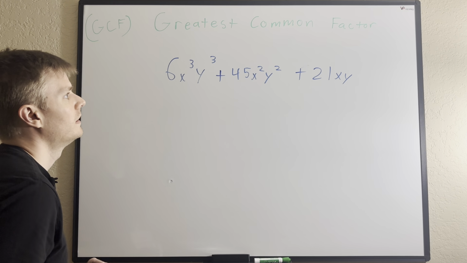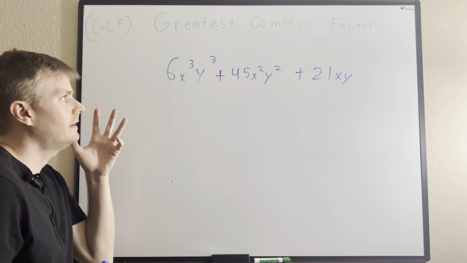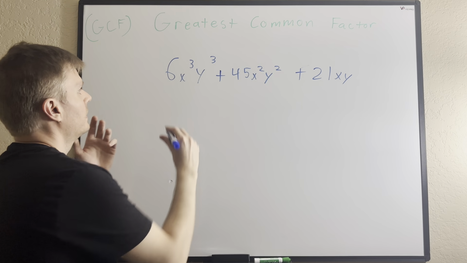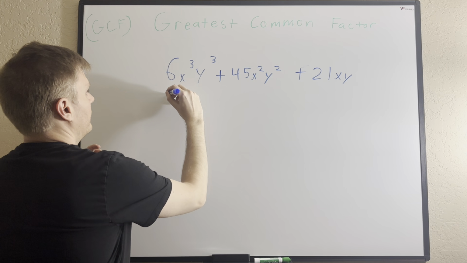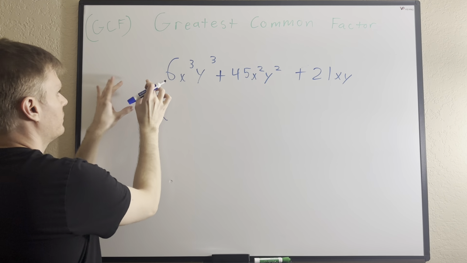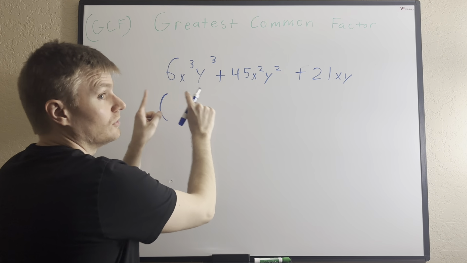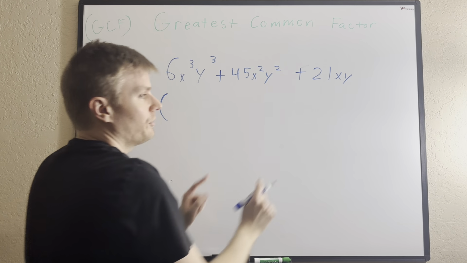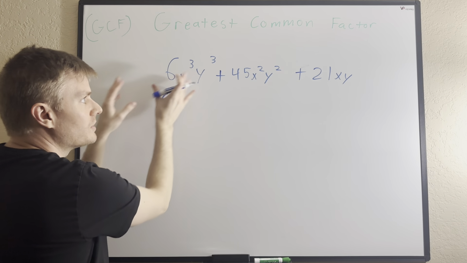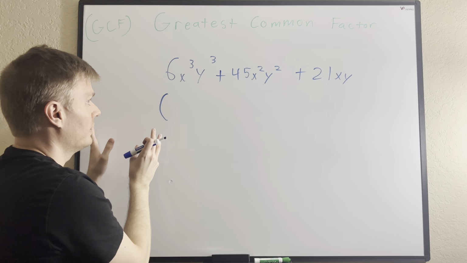So we have to figure out, just kind of in your mind, think of, wait a minute, you're always going to write your answer outside of a parentheses. Your greatest common factor is going to be what multiplies or distributes to all three terms. And what we're doing with the greatest common factor is we're kind of doing the reverse of the distributive property.